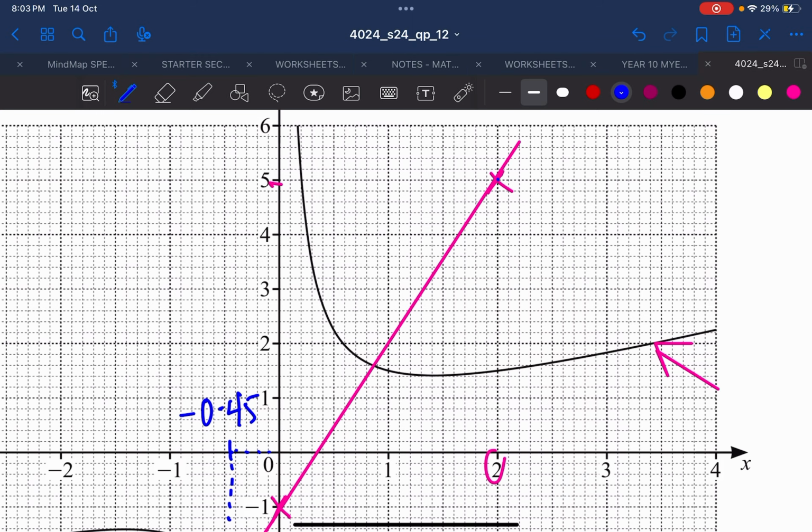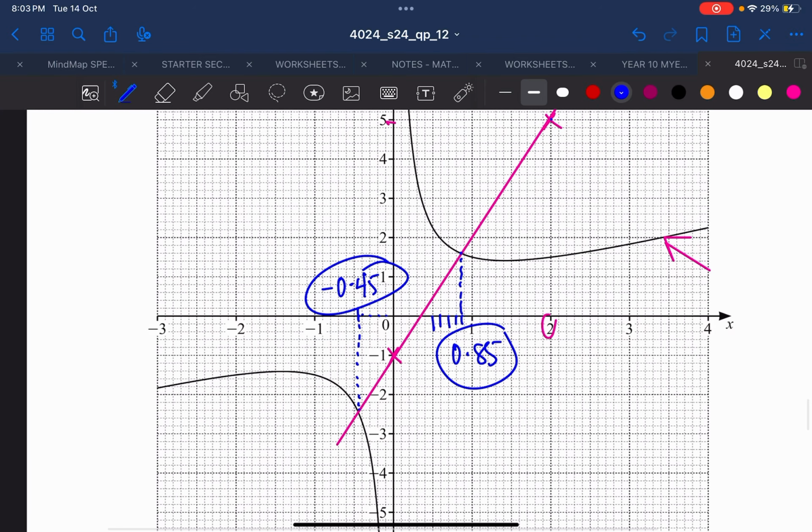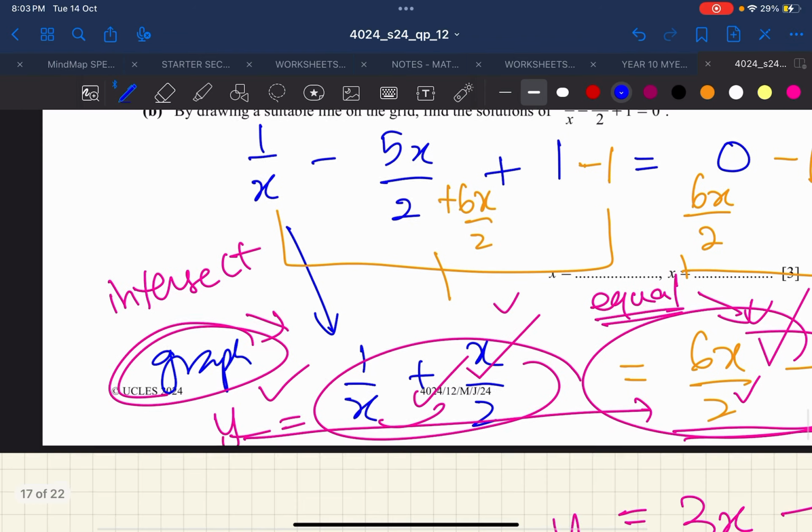The first one. And then, sorry, salah, sini. In the middle of here as well. 0.5, 6, 7, 8, 8.5. 0.85 is my second answer. Okay, so I hope that is clear enough for this one.